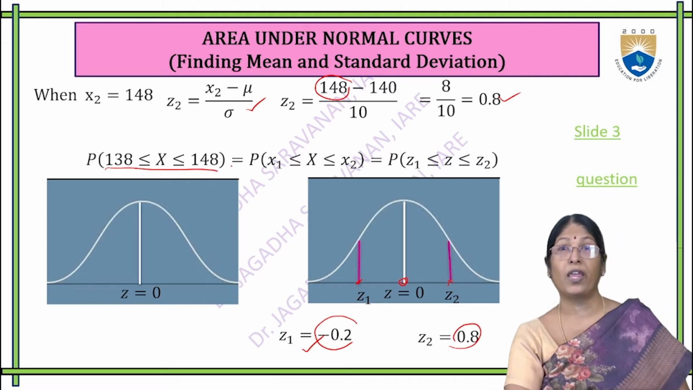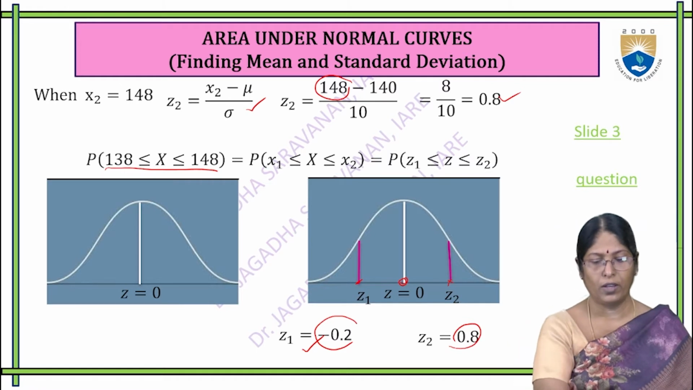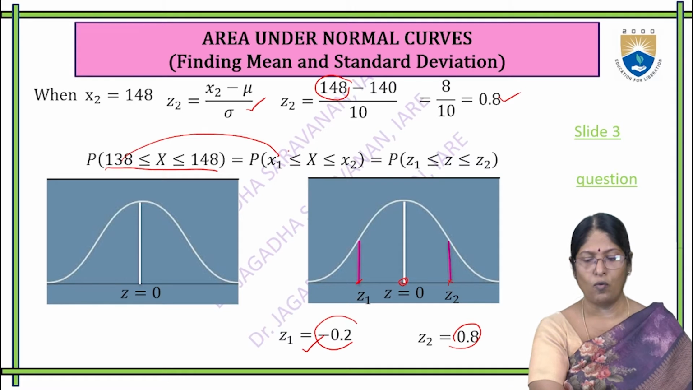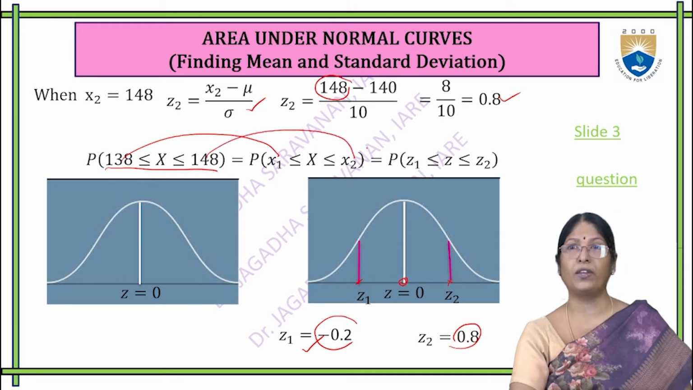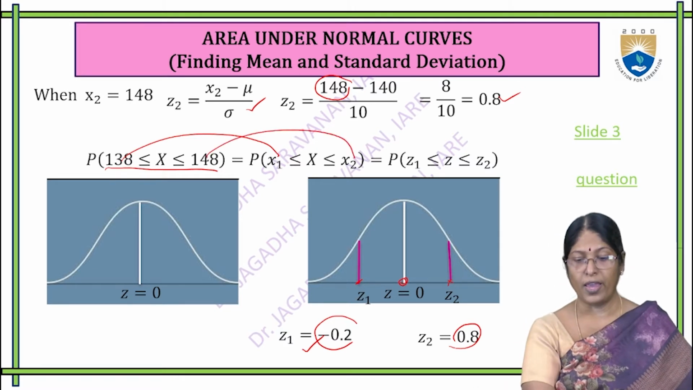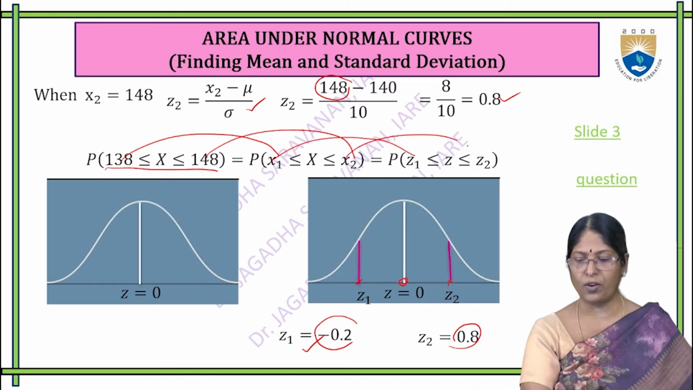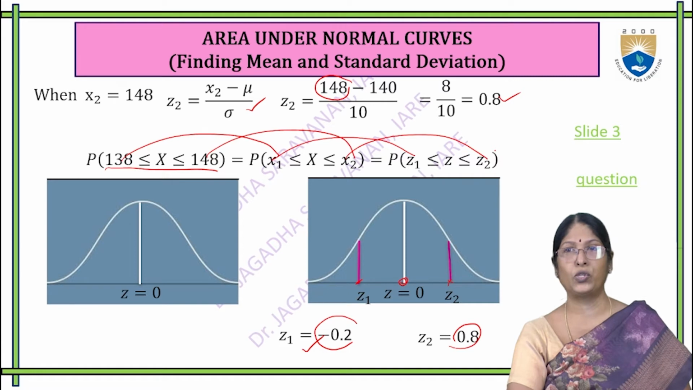Probability of x lies between 138 and 148. So 138, we named it as x1, and 148, we named it as x2. x1 is converted into z1, and x2 is converted into z2.